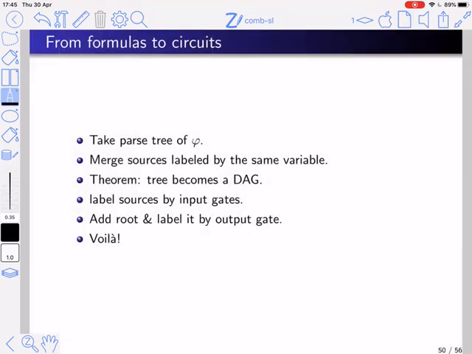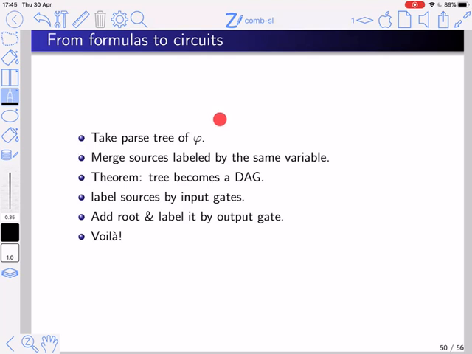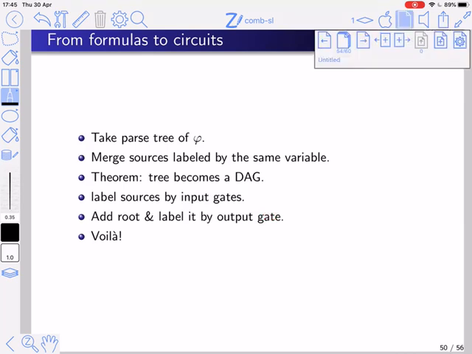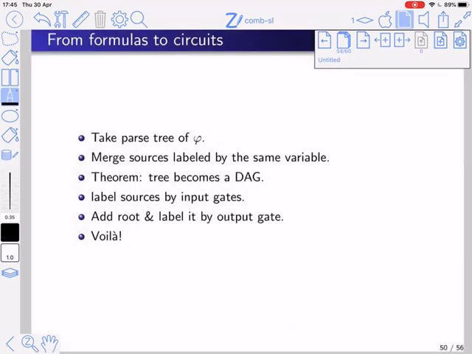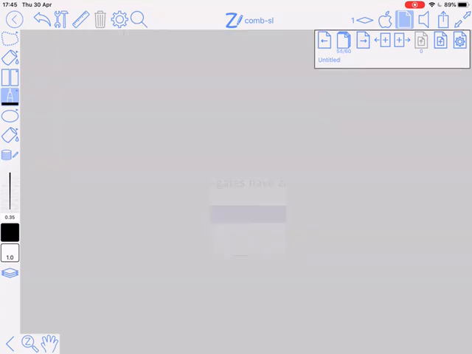So in general, what do we do? We take the parse tree of a Boolean formula, we merge all the leaves that are labeled by the same variable, we have a DAG as a result of this merging, no cycles are introduced, we label the sources by input gates, we add a root, this is the output gate, which is fed by the original root of the parse tree, and label it by an output gate, and we get our combinational circuit, which implements a Boolean formula.